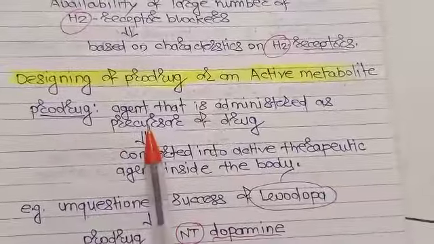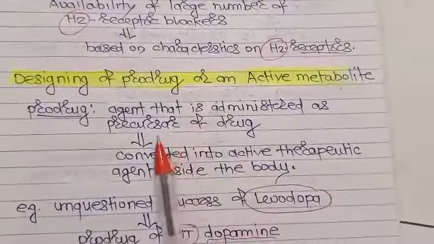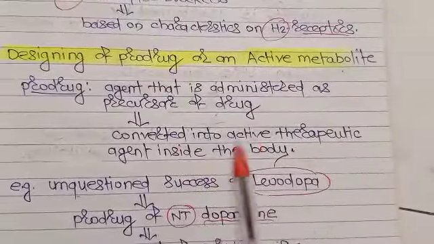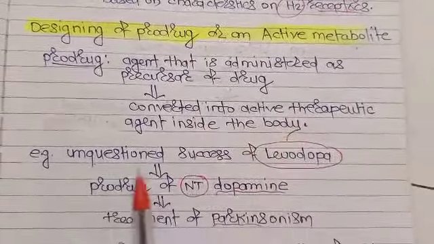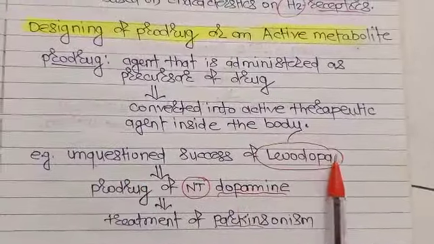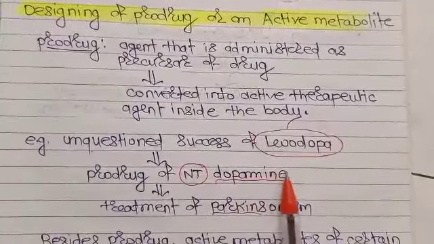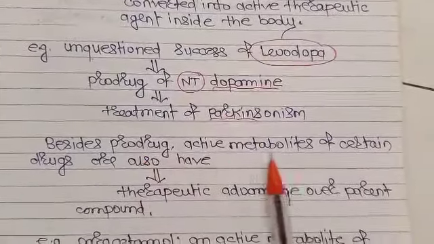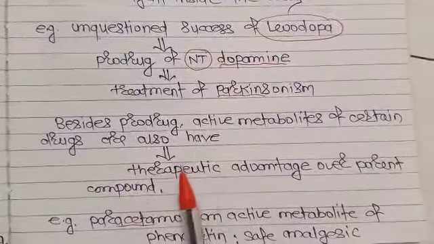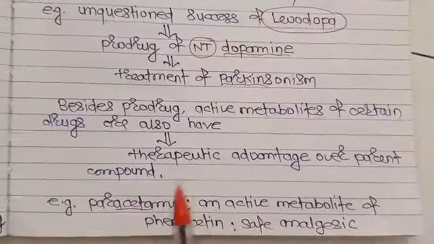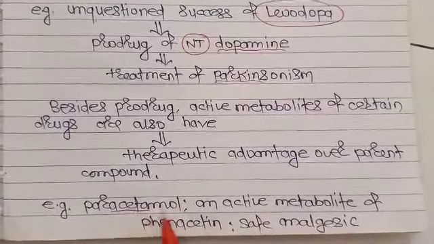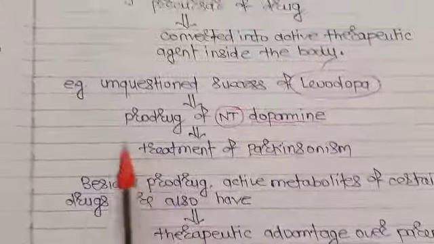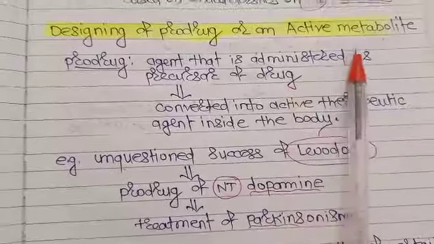What is a prodrug? An agent that is administered as a precursor of a drug, which is converted to its active metabolite or active therapeutic agent inside the body. There is the unquestioned success of levodopa, which is a prodrug of the neurotransmitter dopamine, which we use in the treatment of Parkinsonism. Besides prodrugs, the active metabolites of certain drugs also have therapeutic advantages over the parent compound. For example, paracetamol, an active metabolite of phenacetin, which is a safe analgesic. So, designing of a prodrug or an active metabolite.